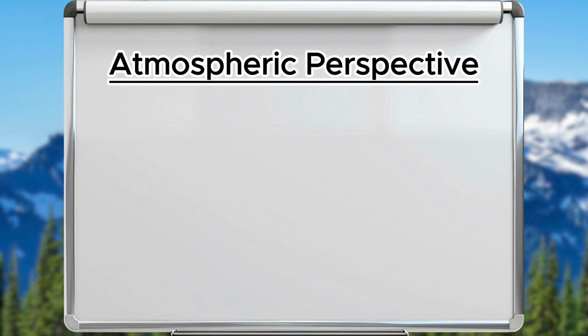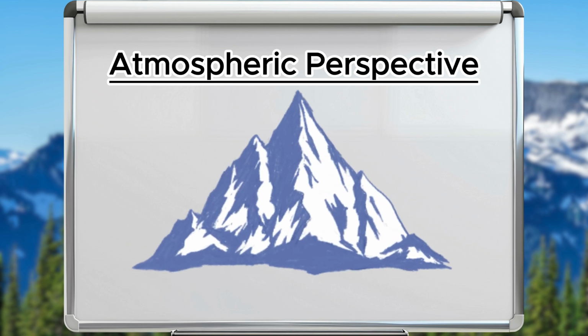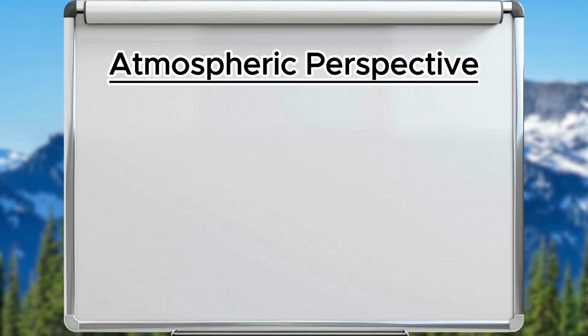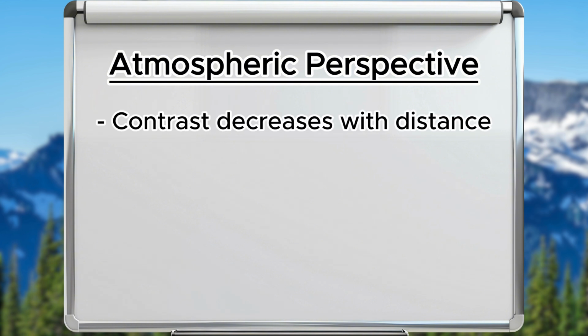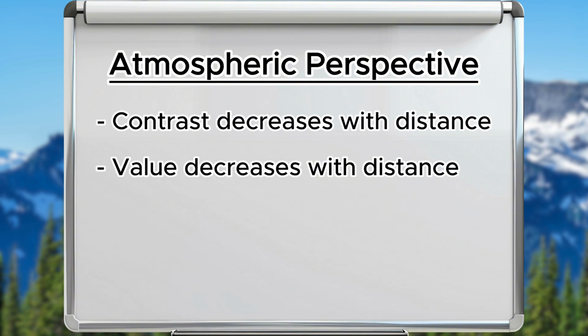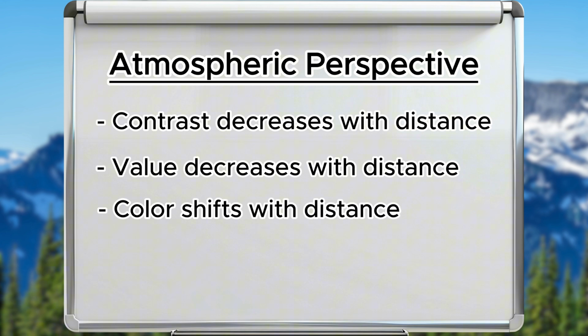Now, when it comes to painting mountains, the number one consideration we should give is to atmospheric perspective. And while this applies to all painting, it's even more so with mountainscapes. The three general rules of thumb with atmospheric perspective is contrast decreases with distance, value decreases with distance, and color shifts with distance. Let me see if I can't illustrate the last two a bit better for everyone.